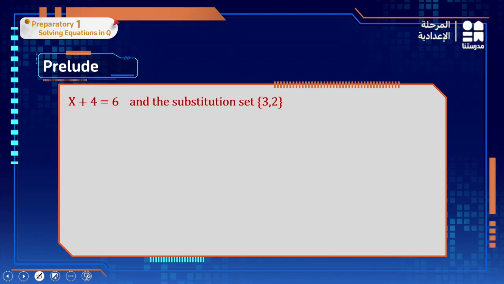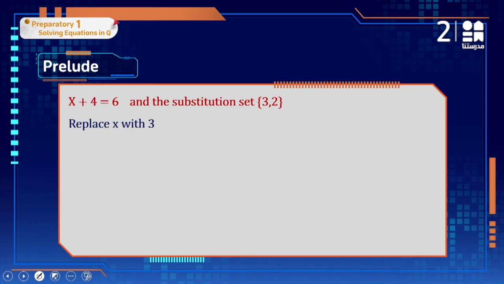x plus 4 equals 6, and the substitution set equals 3 and 2. How can we find the solution of this equation? We are going to replace x with 3 and 2. If we get two equal sides, we are going to accept this as a solution.